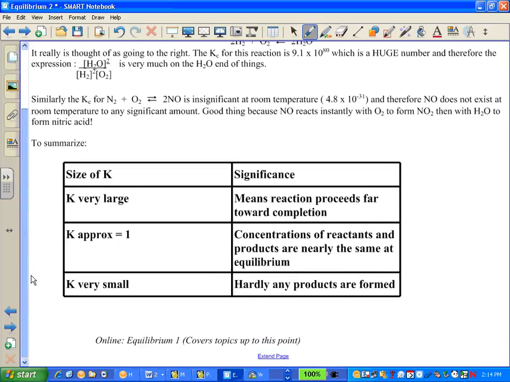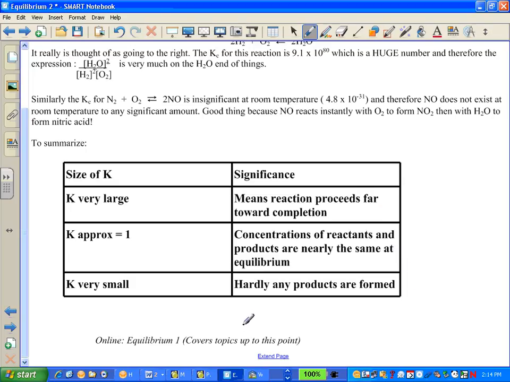Okay, so to summarize in this chart, if you've got a large K, it means the reaction proceeds towards completion. If it's very small, we hardly get any products at all. And if it's equal to 1, the concentrations of reactants and products are essentially equal to one another at equilibrium.